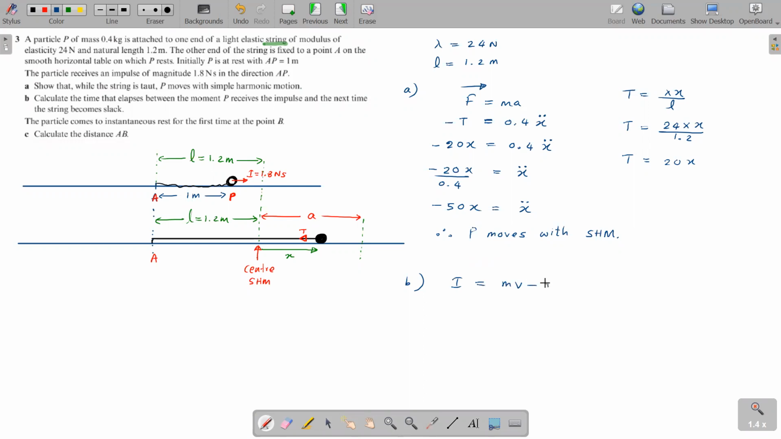So I equals mv minus mu. Impulse is 1.8. Mass is, how much is the mass? 0.4 v minus 0.4 into initial. Before the impulse, the speed is 0. Particle was at rest. So this whole thing is 0. V equals 1.8 divided by 0.4. How much is it? 1.8 divided by 0.4. 9, right? So that is 9 over 2.